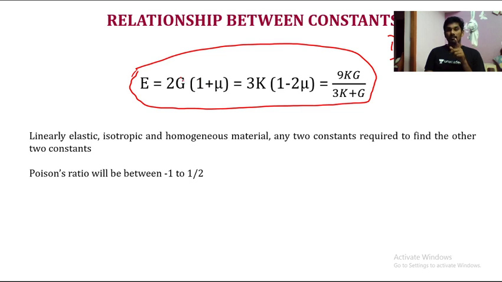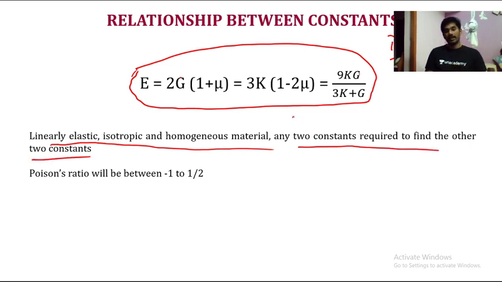Likewise, if bulk modulus and rigidity modulus are given, you can identify E, Young's modulus. Once you know these two, you can identify the Poisson's ratio. If you know any two elastic constants out of four, you can easily find the remaining two. That is the first key point. Next, as I told earlier, we are speaking about a linearly elastic, isotropic, homogeneous material, so any two constants are required to find the remaining two.